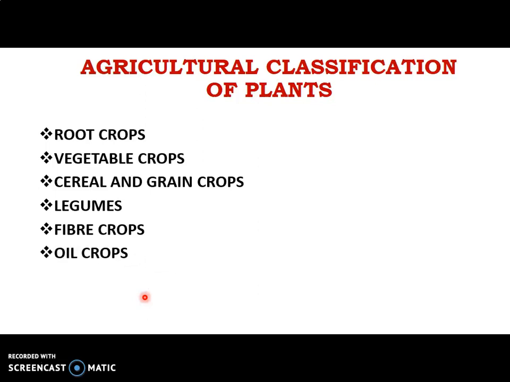Another one, we have oil crops, plants that are cultivated for the oils that are stored in their fruit and seed. We have examples such as groundnut, palm fruit, shea butter, coconut. These are the examples of oil crops.